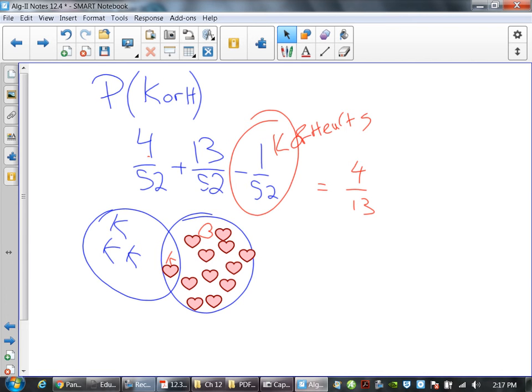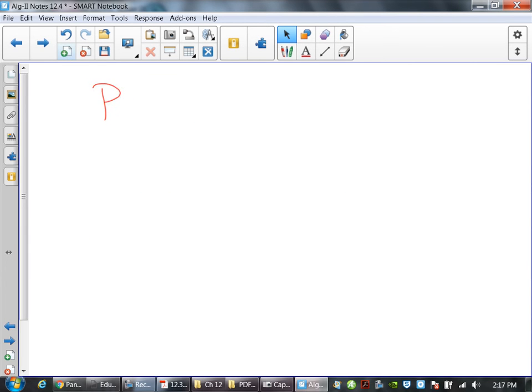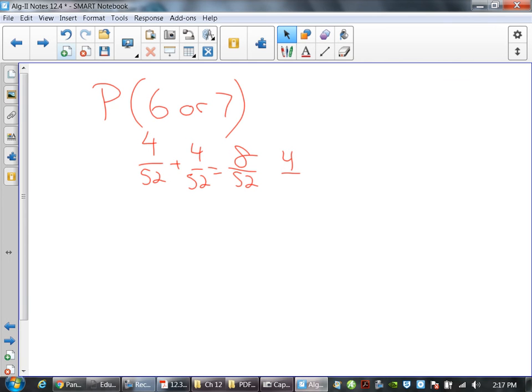What is the probability of picking a 6 or 7? I'm picking a card. Sorry, I'm still talking about cards here. Probability of getting a 6 or a 7? 4 over 52 plus 4 over 52 equals 8 over 52. Okay.